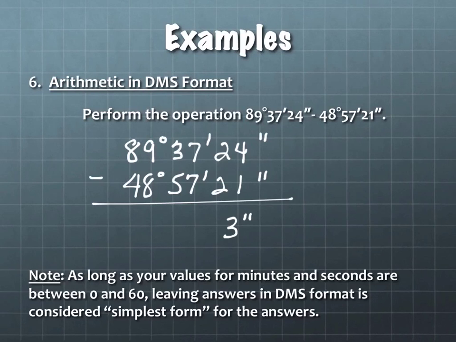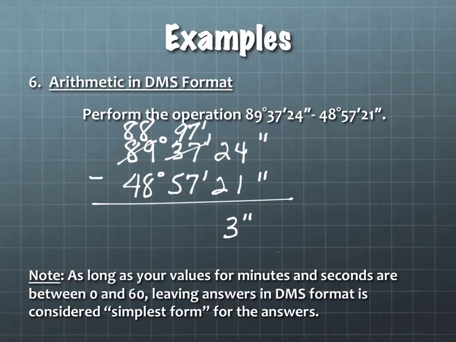I'm going to need to borrow, right? So I need to take my degrees. That will no longer be 89 degrees. It'll be 88 degrees, right? I needed to borrow a degree. But how much is a degree worth? It's worth 60 minutes. So I don't have 37 here. I'm going to have 97 minutes when I borrow.